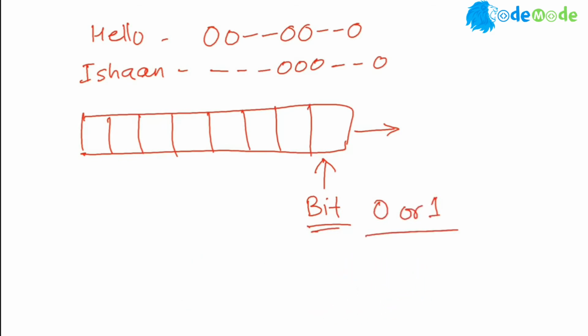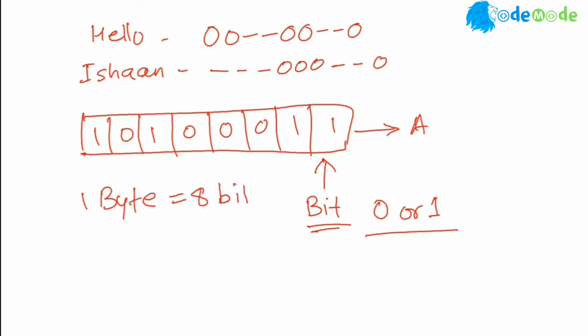Now if I want to say something, I will say 1 0 1 0 0 0 1 1, and this means something. This could be letter A, and another combination could be letter B. A combination of 1s and 0s in this block of 8 is what makes one unit, and it's called a byte. So you can think of 1 byte equal to 8 bits.